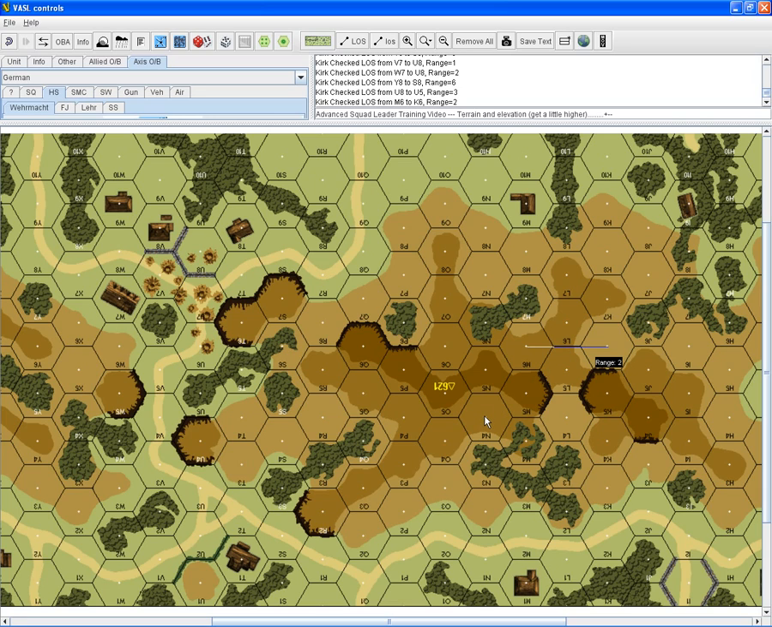Obviously, if we have a hex like N4 and O6, can these two hexes see one another here? N4 and O6. Well, that's an easy one. Of course they can't. We got a higher level hill between them, so they can't see each other at all.